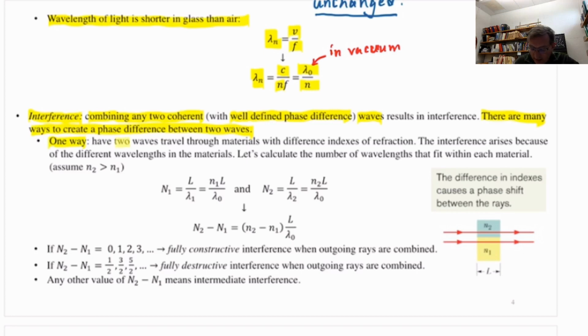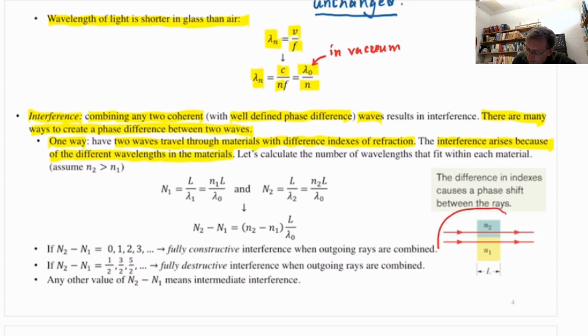Have the two waves travel through materials with different indexes of refraction, and then combine the waves after they get through. The interference occurs because of the different wavelengths that the light has when it's in the different materials. We just said that, right? The wavelength of the wave depends on the index of refraction of the material. Let me show you exactly how this can come out for a scenario like shown in this little drawing down here on the right.